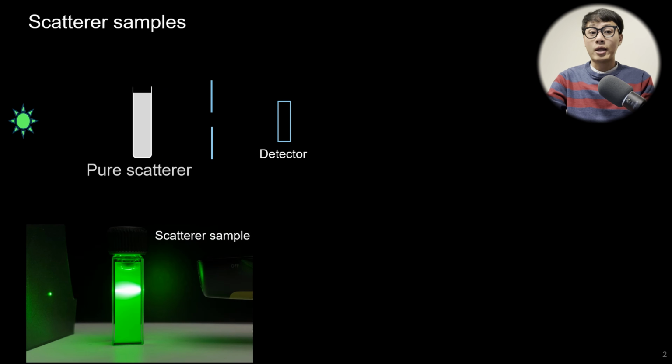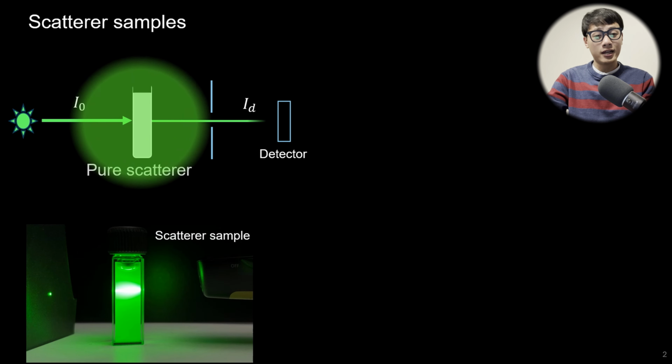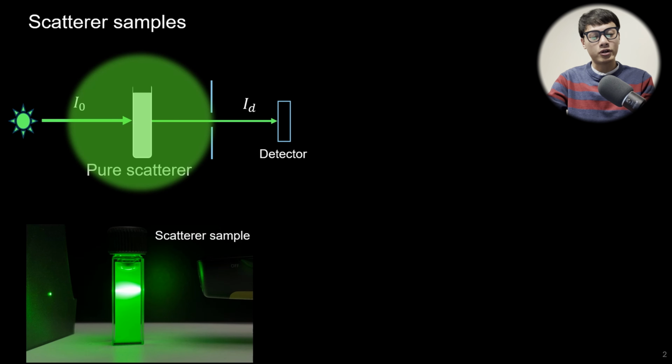Now, let's take a look at a pure scatter sample. As light enters the cuvette, it is not absorbed, but instead, it is redirected. This causes a reduction in the intensity of the forward transmitted beam. The UV-Vis spectrophotometer still calculates the extinction using the same equation. However, there is still a crucial difference here.